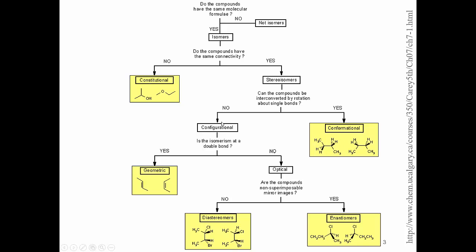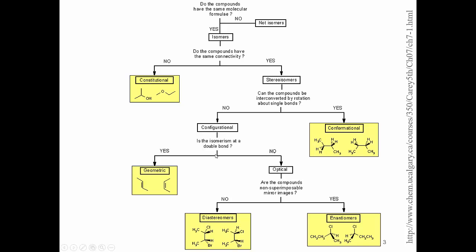Now if that's not the case, if we can't do that somehow with a molecule, then we call these configurational isomers. Well, we have more than one type of configurational isomer. So again, our differentiating question is, is the isomerization at a double bond? If no, it's what we call an optical isomer, and we're going to spend the next several slides discussing different aspects of optical isomers.